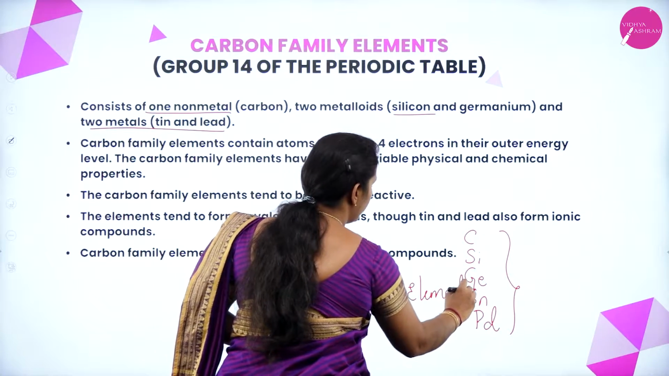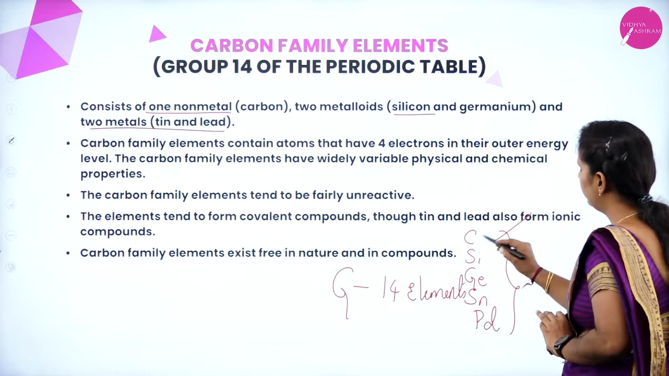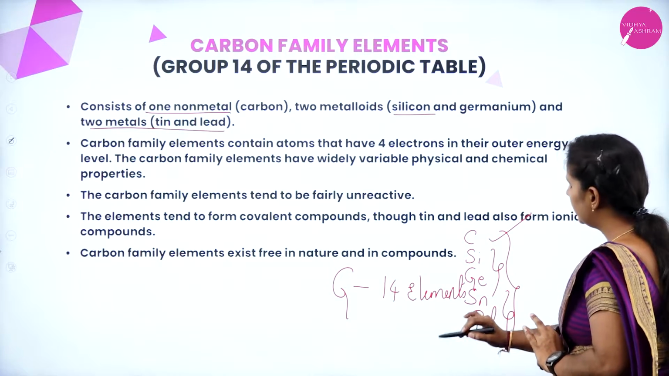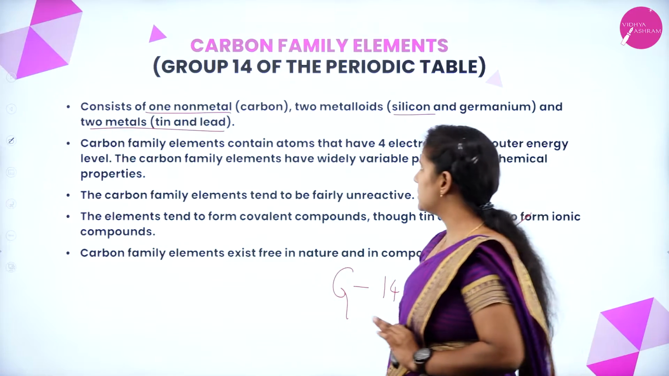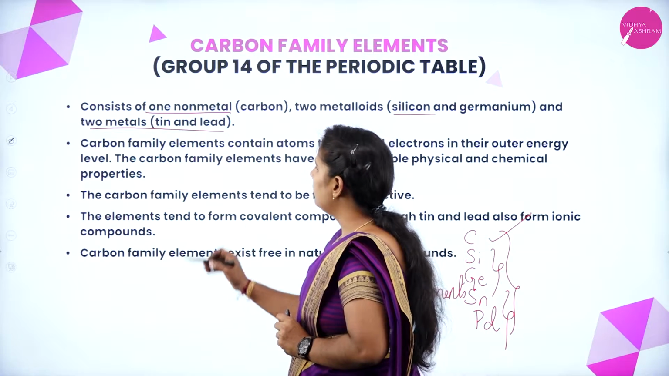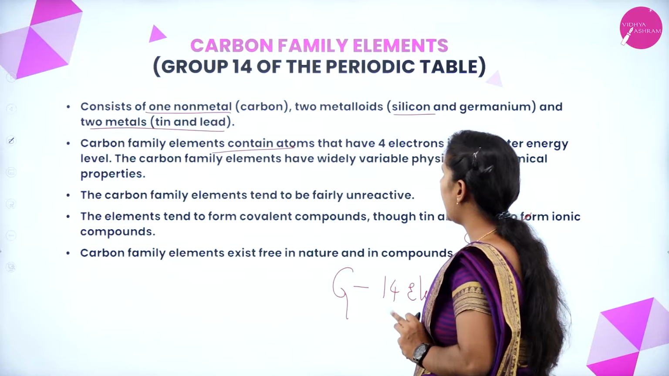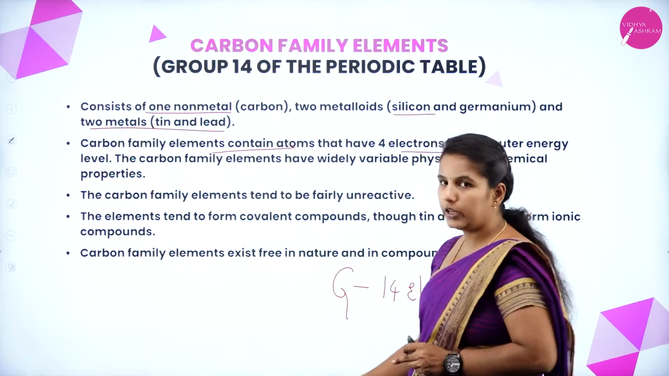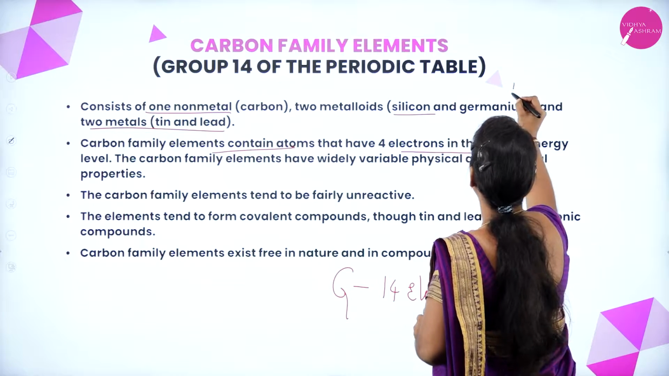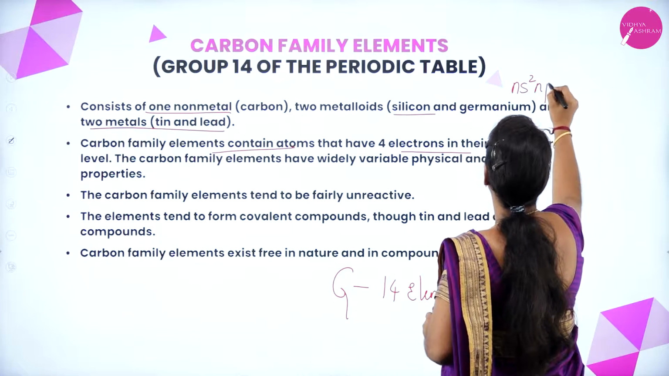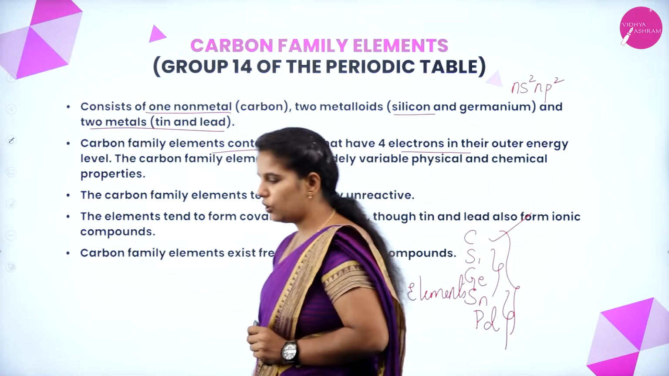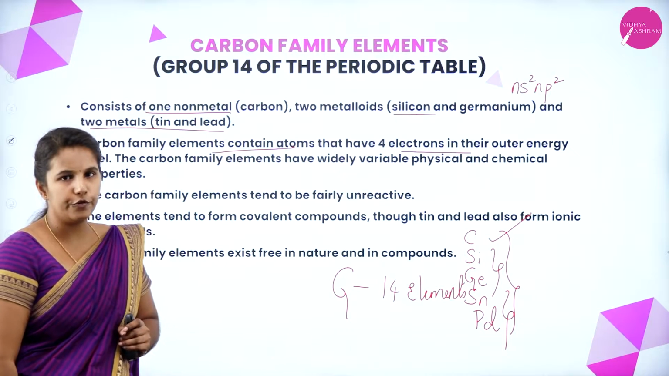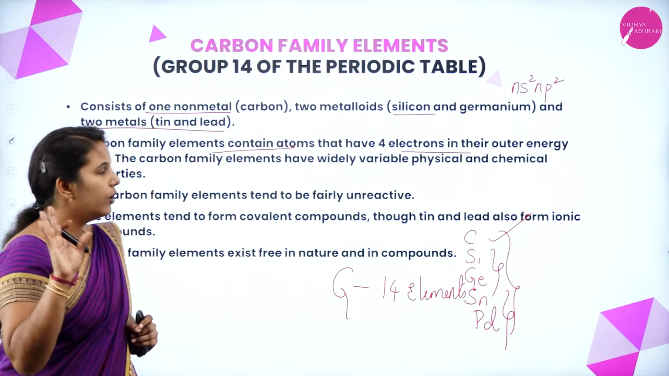You can see that the first one is a non-metal, these two are the metalloids, and tin and lead are nothing but metals. The carbon family elements have 4 electrons in their outermost shell. If you see group 14 elements, in the outermost shell, generally it has 4 electrons. Hence it belongs to group 14, because the valency will be 4, as the outermost shell consists of 4 electrons.